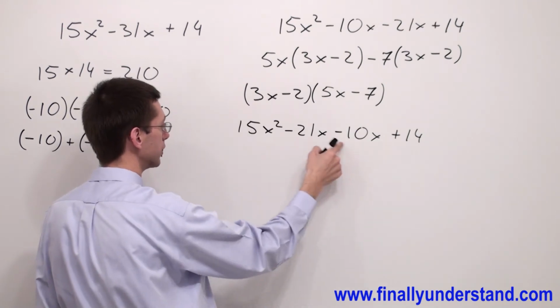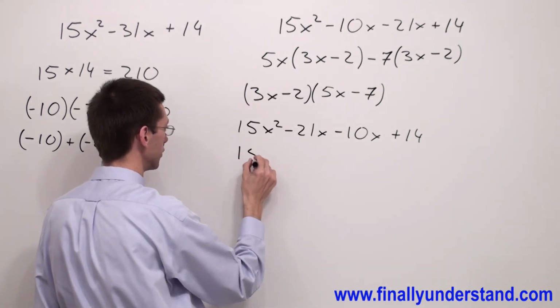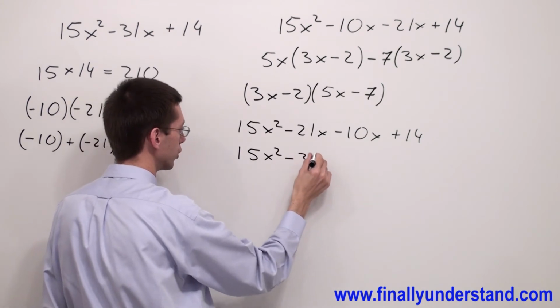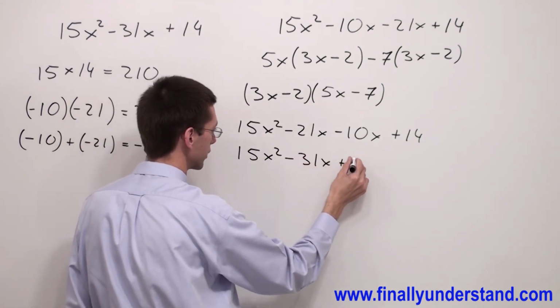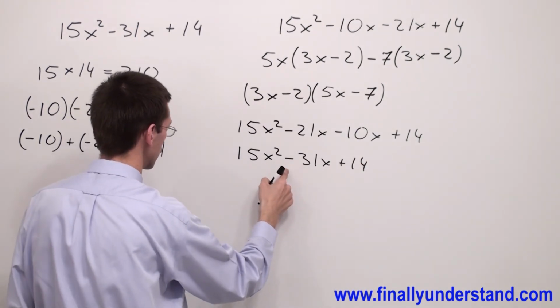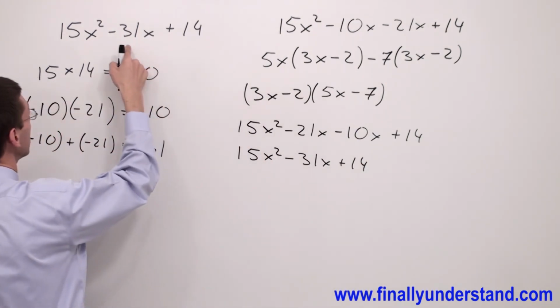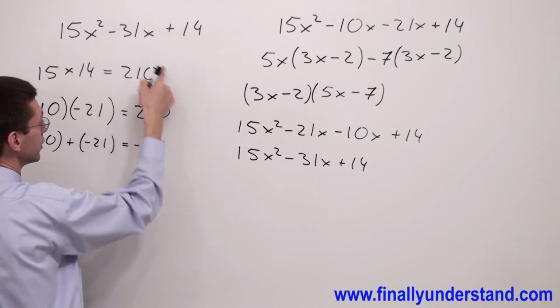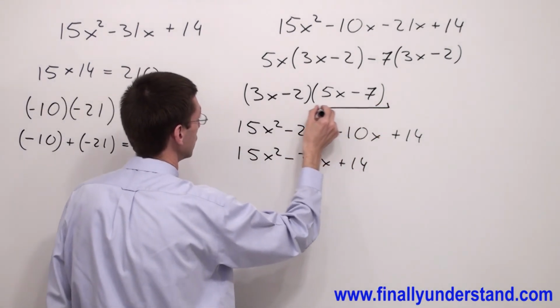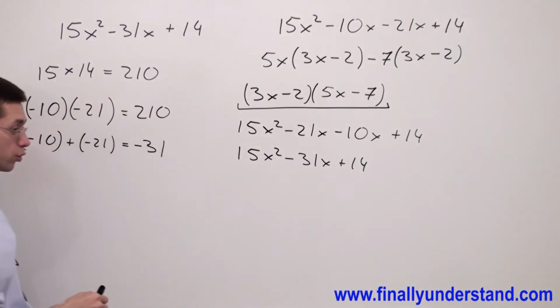Next, we have to combine the like terms, and I'm going to have 15x squared minus 31x plus 14. Compare this trinomial with the original one. As you can see, both of them are identical. That's why this is the solution to my problem.